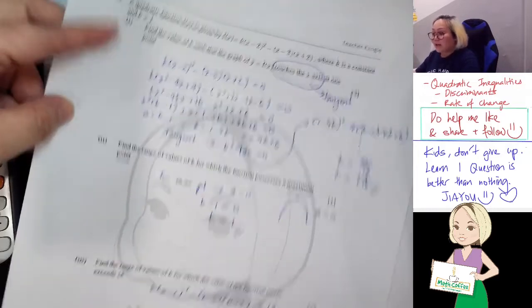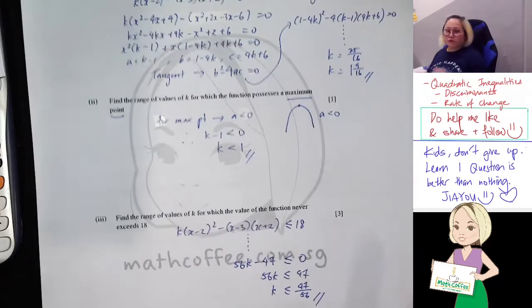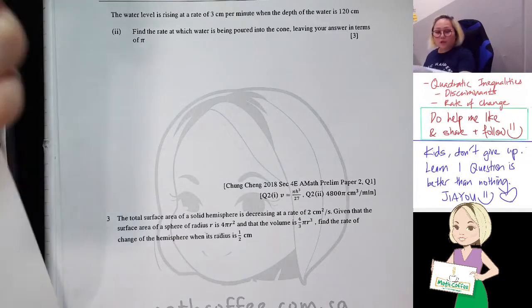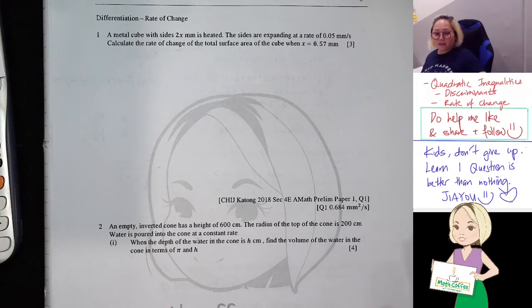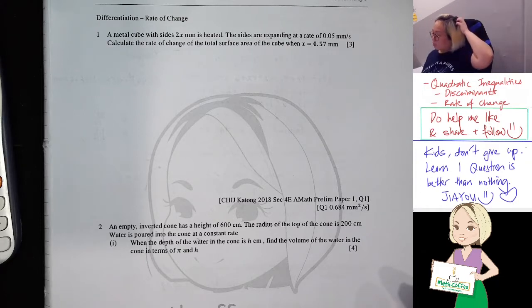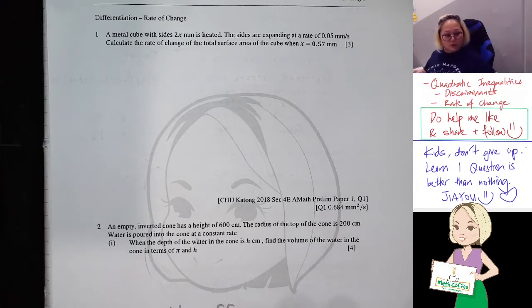Okay, so I'm done with the quadratic equation and inequality, as well as the discriminant. So we will continue to the rate of change. Now this is a Sec 4 topic, differentiation application, rate of change. I need to highlight that today's 3 rate of change questions are a bit tough. These are the typical 3 questions that students always don't know how to do.